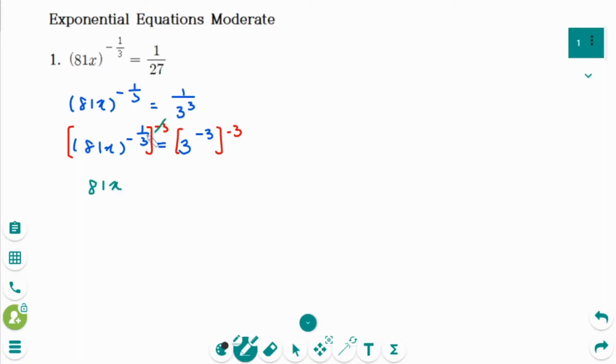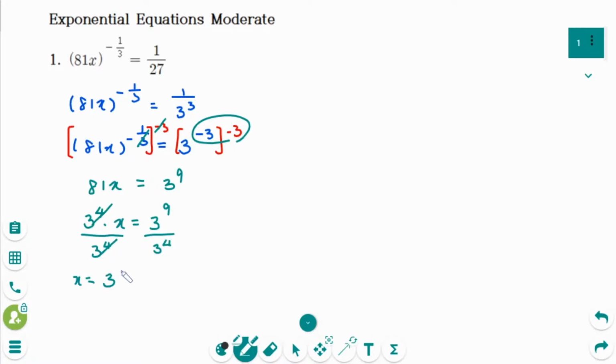81^x equals 3 to the power of 9. Then 81 is 3 to the power of 4. So 3 to the power of 4x equals 3 to the power of 9. Then divide by 3 to the power of 4 on each side. x equals 3 to the power of 9 minus 4. x equals 3 to the power of 5. Therefore, x equals 243.